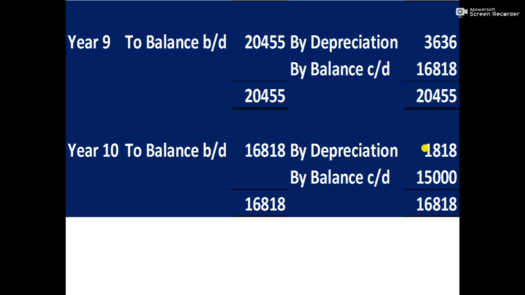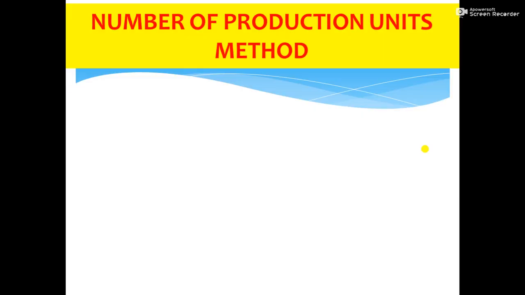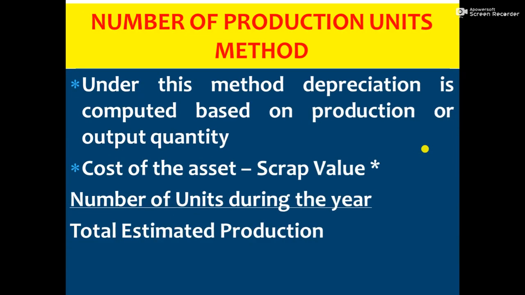Next method, number of production unit method. Under this method, the depreciation is computed based on production or output quantity. Here also first we calculate the depreciable amount, that is cost of the asset minus scrap value, and you multiply into number of units during the year divided by total estimated production. The formula is cost of the asset minus scrap value into number of units produced during the year divided by total estimated production. We will see an example.